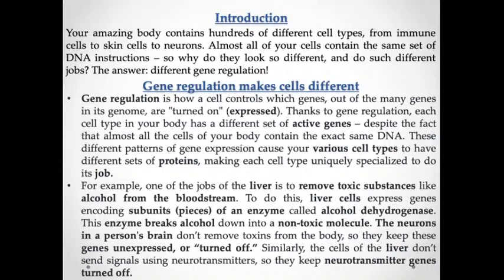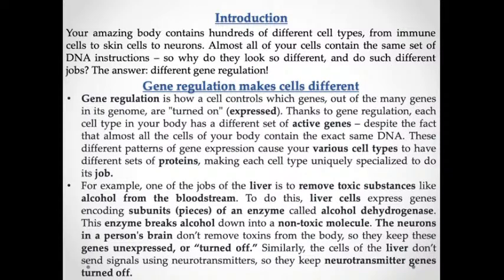For example, one of the jobs of the liver is to remove toxic substances like alcohol from the bloodstream. To do this, liver cells express genes encoding subunits of an enzyme called alcohol dehydrogenase, which breaks alcohol down into a non-toxic molecule. And the neurons in a person don't remove toxins from the body, so they keep these genes unexpressed and turned off. Similarly, the cells of the liver don't send signals using neurotransmitters, so they keep neurotransmitter genes turned off.